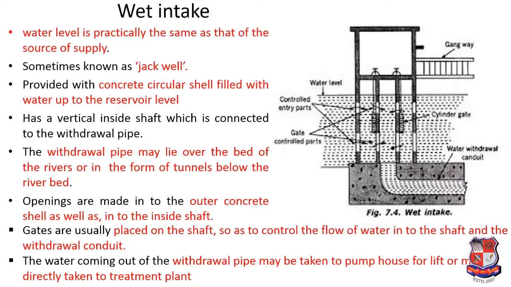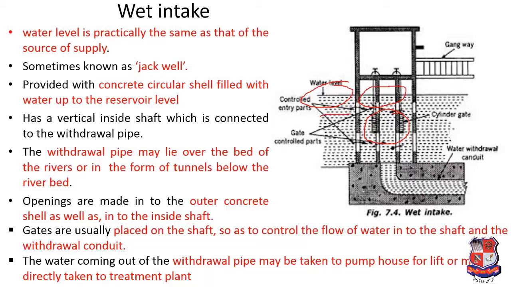Now we will discuss this wet intake structure. Wet intake structure is nothing but what is called a jack well, because it is storing water inside this well. So the water level in the particular source is the same as the water level in the pipe. Generally it consists of a concrete shell which is filled with water inside, and it is also provided with a vertical shaft inside this particular shell.